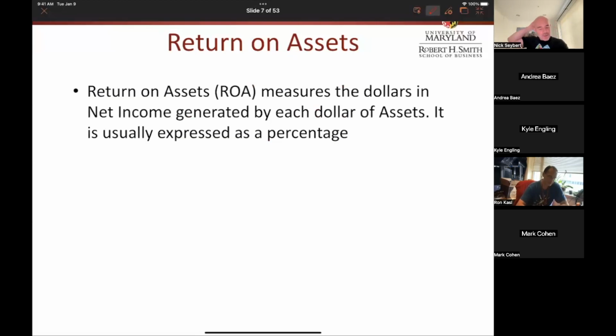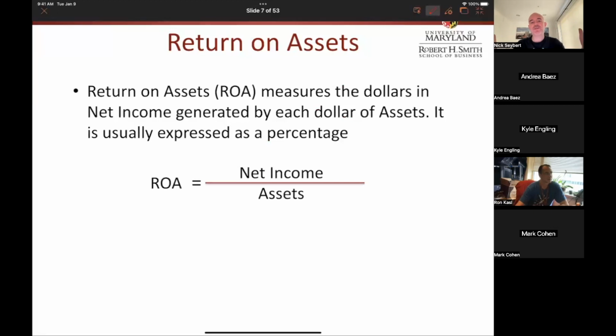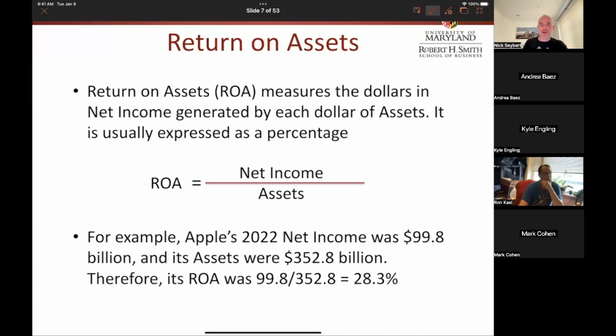Okay. So return on assets, it's really simple. It's how many dollars of net income is the company generating for each dollar of assets that it has. And it's usually expressed in a percentage, and that's it, right? So financial ratios are very simple. This is return on assets, net income divided by the total assets on the balance sheet, right? And that's going to give you some dollar per dollar or a percentage return that the company's earning.